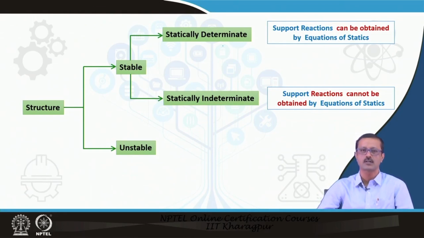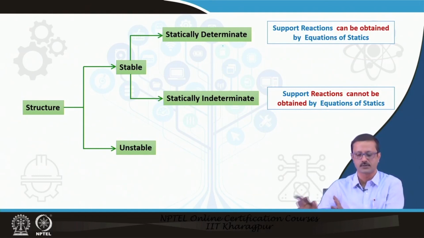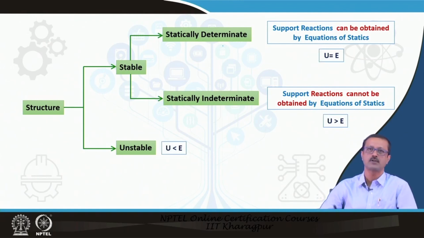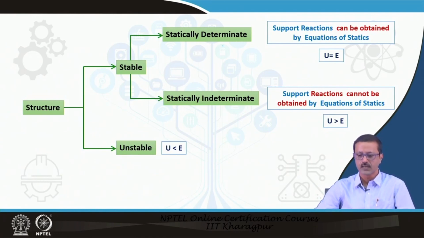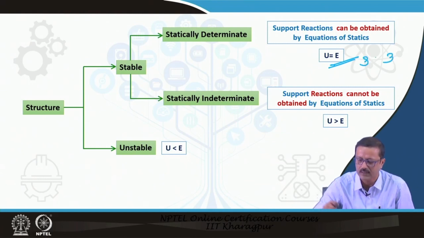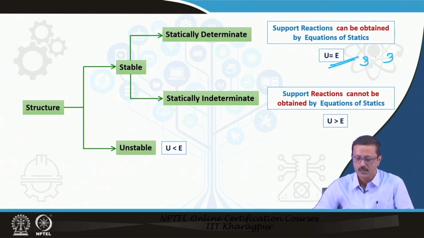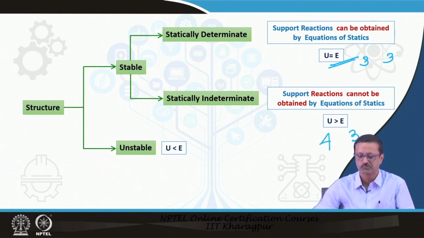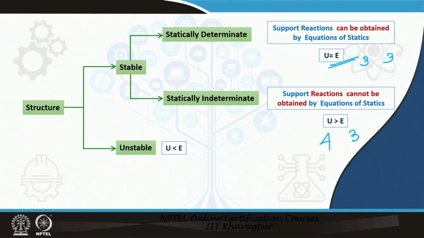How to get one more equation? You have to do a lot of other things also, some compatibility conditions, which I will discuss afterwards, but those structures are statically indeterminate. From the point of view of the number of unknown reactions and equations, if the number of equations is equal to the number of unknowns, suppose 3 and 3, then it is statically determinate. Suppose the support reactions are 4 and the number of equations is 3. Then you cannot find all the reactions, so it is statically indeterminate.